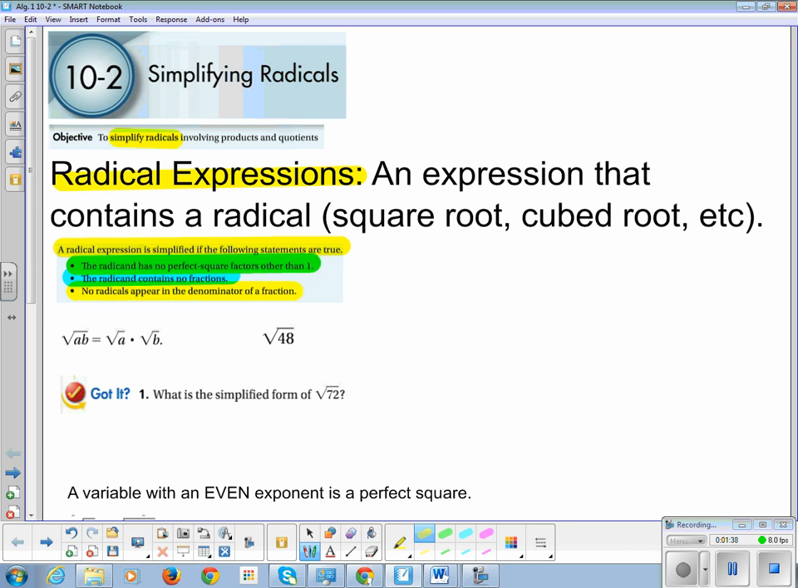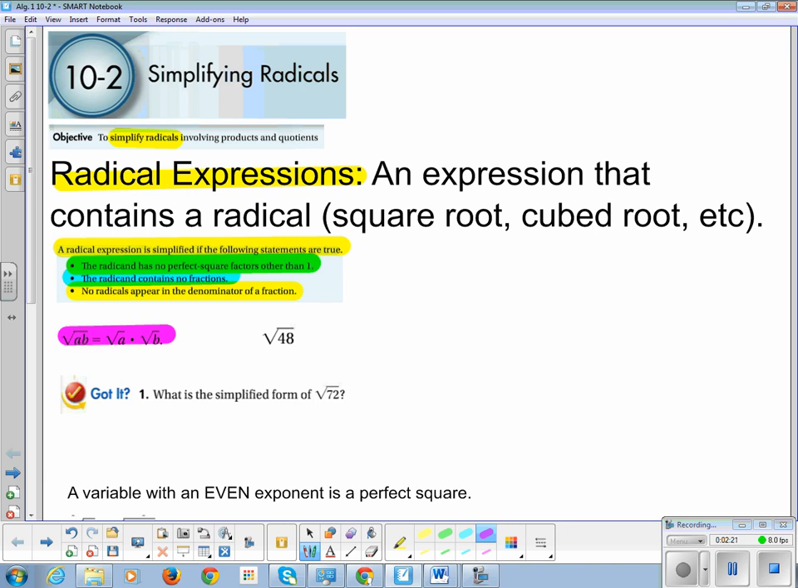of a fraction. So when it says simplify, at the end of the day, you want to make sure you don't have any perfect square factors, that the radicand contains no fractions, and that no radicals are in the denominator. When that happens, you know you are truly simplified. There's a little property of radicals that says if you have two items underneath the square root being multiplied, you can write them underneath the square root individually being multiplied.